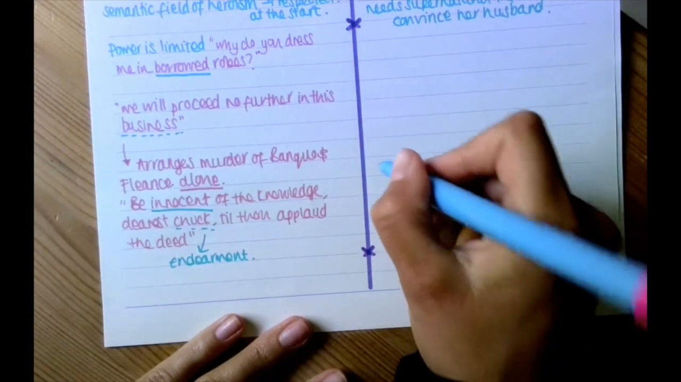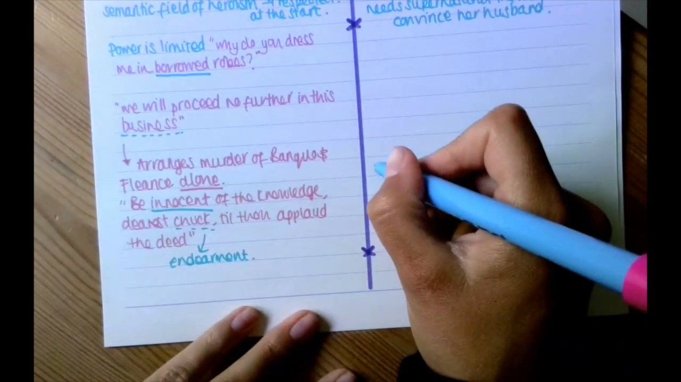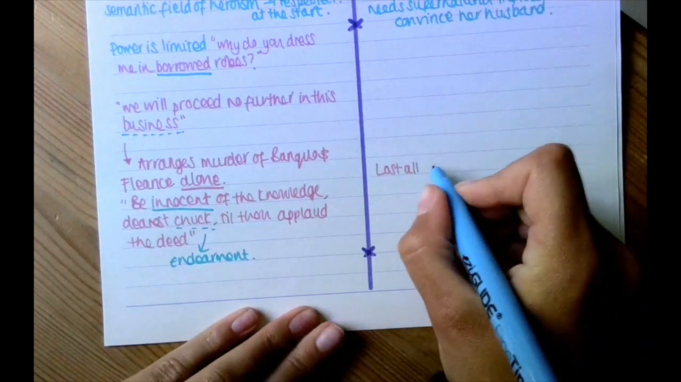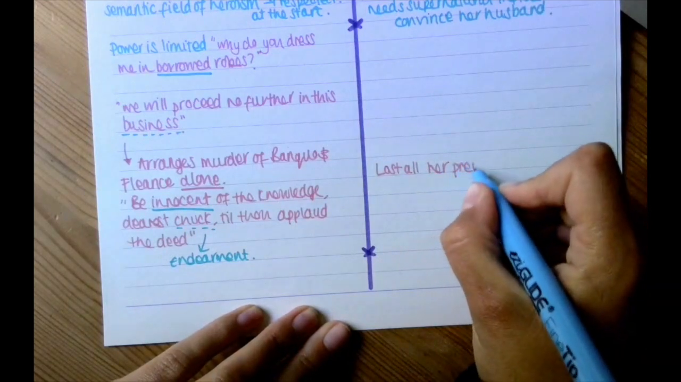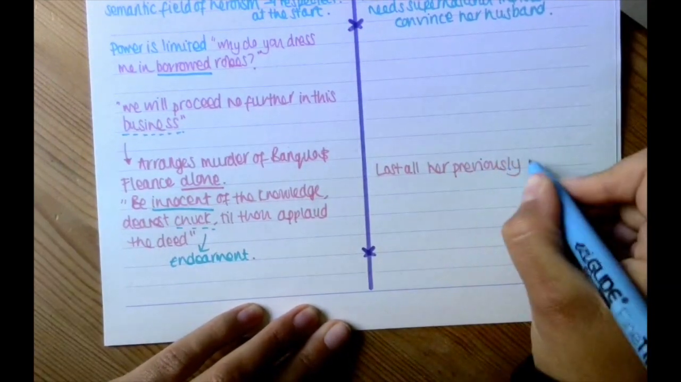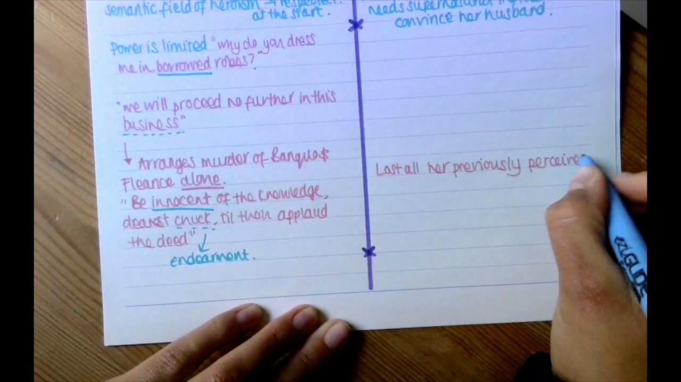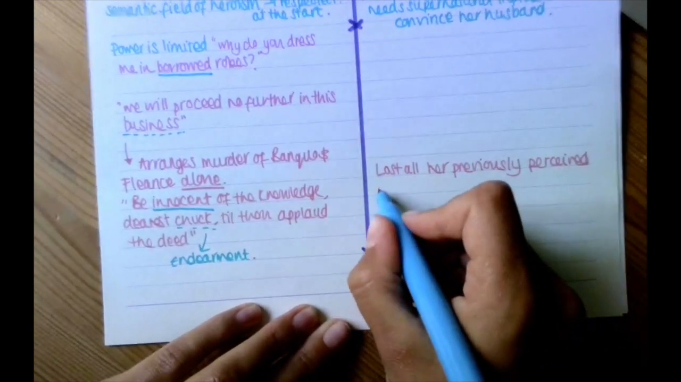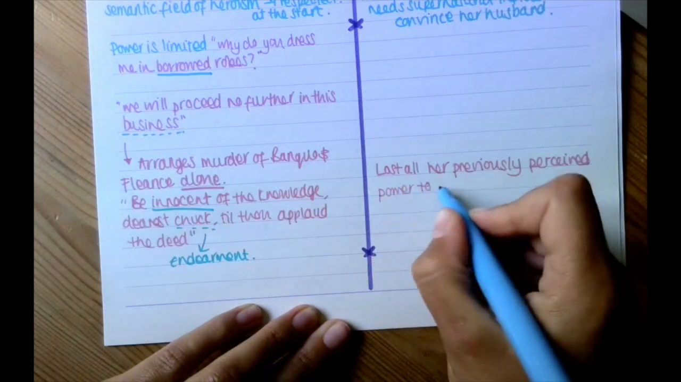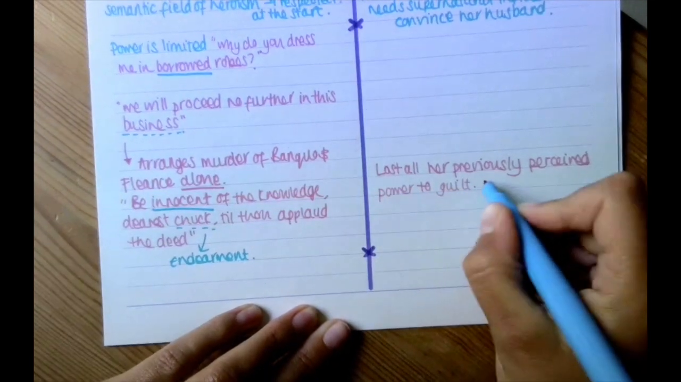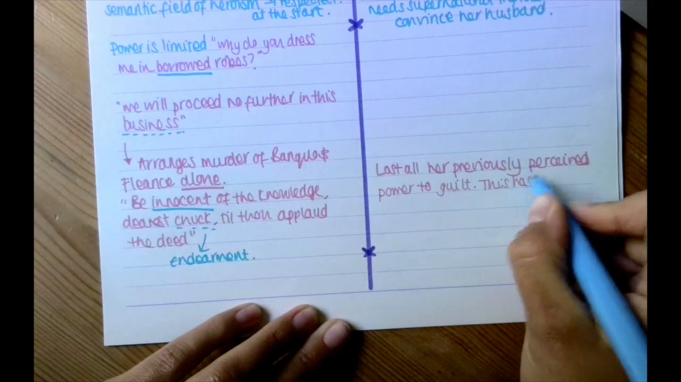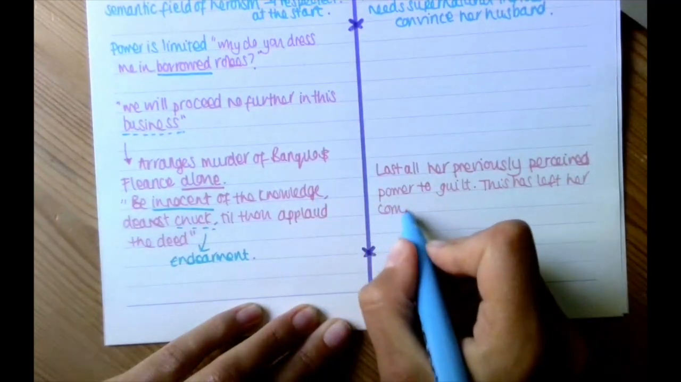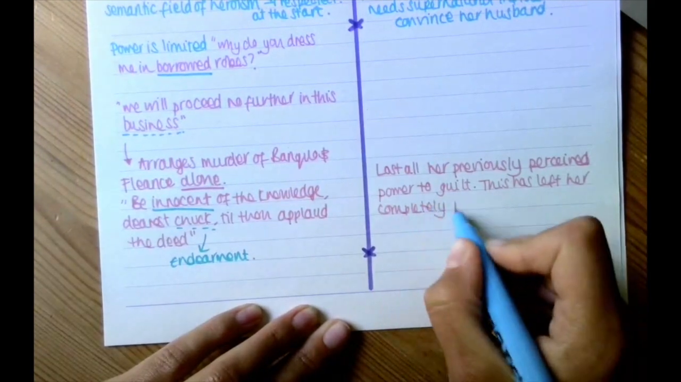We see that she has lost all her, we're not going to call it power, we're going to call it perceived power, because we're trying to make the argument that she hasn't got any power, or I'm trying to make the argument that she hasn't got any power. So she's lost all of her previously perceived power to guilt. This has left her completely powerless. Okay?